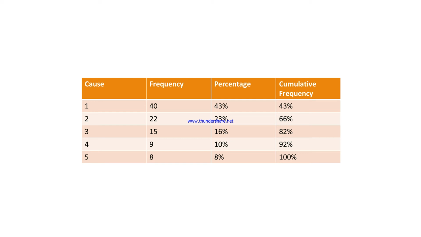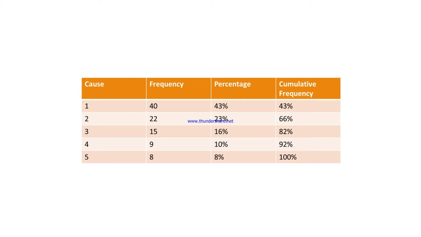So if you draw a line here, what we do in the Pareto chart is, we draw a line with respect to 80%, and the causes which are above the line we call the major causes, and causes which are below the line we call the minor causes. So in this case, if you draw a line at 80%, you can see 82%. When it comes to cause number 3, you have 82%.